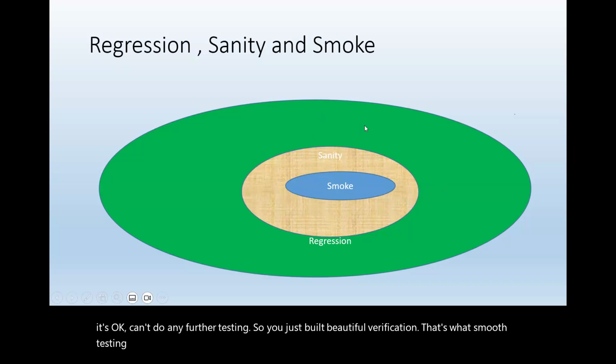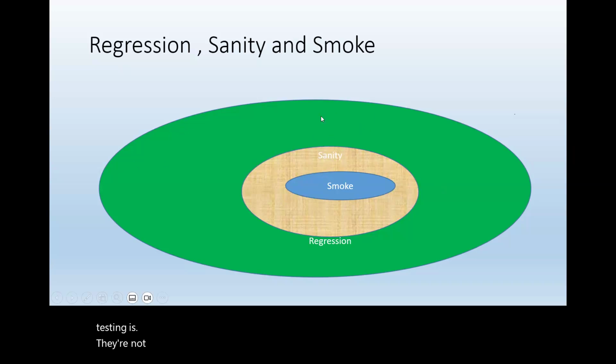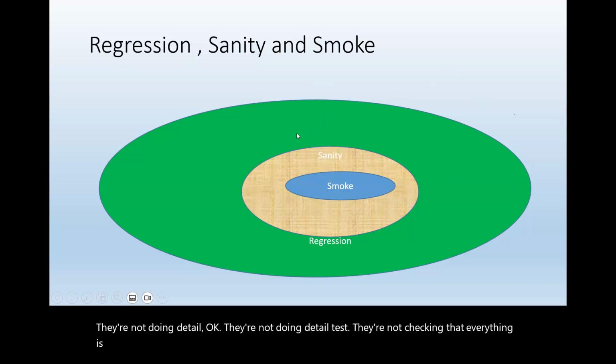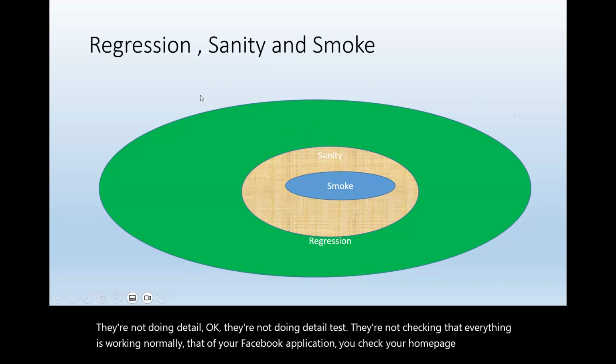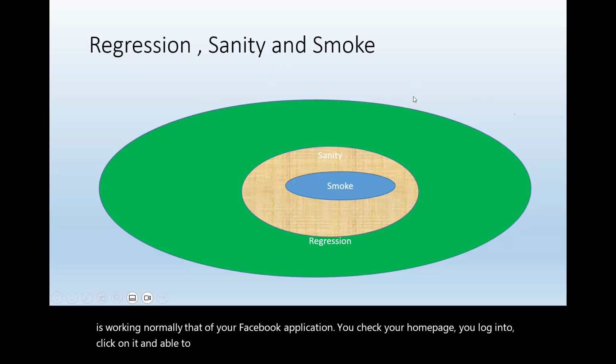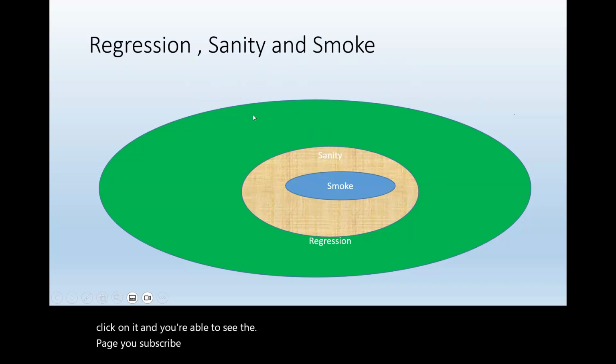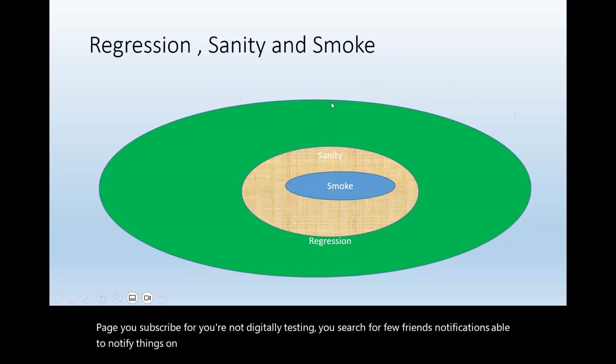Sanity testing is not detailed testing. You're not checking that everything is working. Take your Facebook application: you check your home page, you log in, you click on it, and you're able to see the page you subscribed to. You're not doing detailed testing. You check your preferences and notifications, and you see that everything is working fine. Then you conclude that everything is working fine. So that was sanity testing.